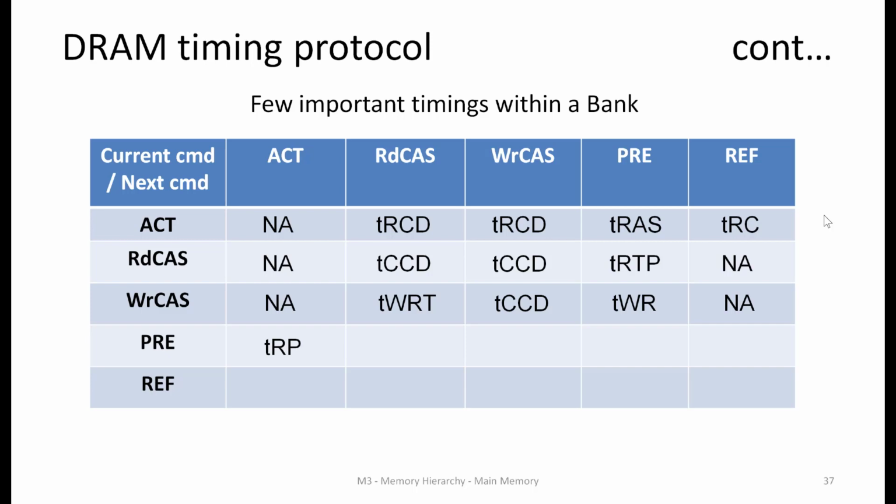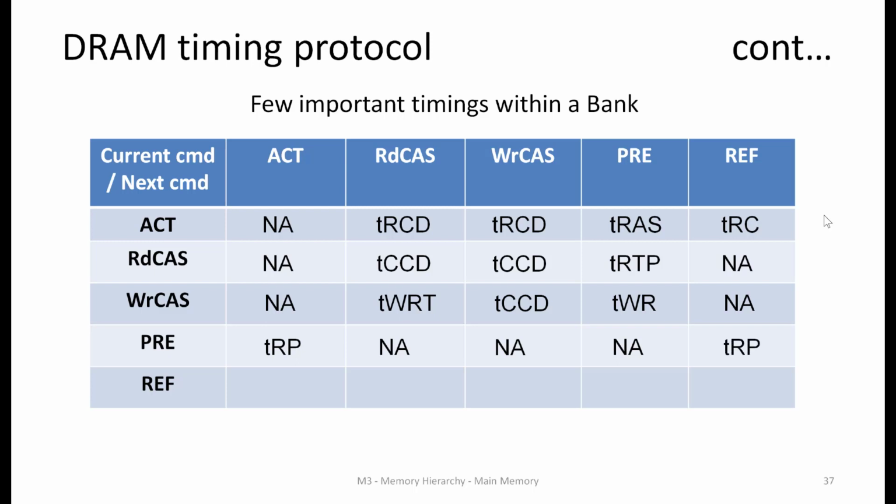After sending a precharge, we need to wait for tRP time to send an activate. We can't send a read CAS command after a precharge. We need to open the row with an ACT. Same with write CAS. If you have already closed the row in the bank, there is no point in sending another precharge, so it's not applicable.